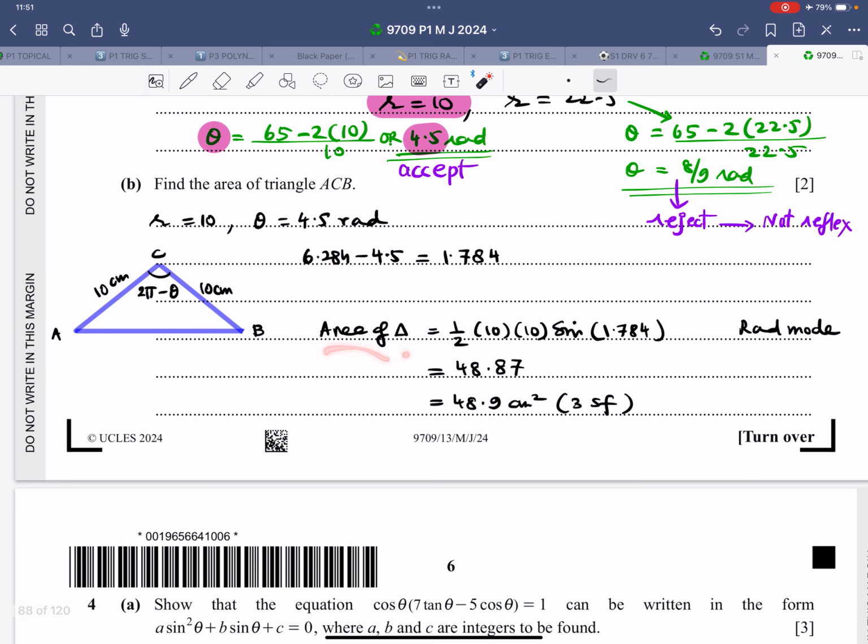The rest is basic O-level math, IGCSE math. Half into half AB sine C. Make sure calculator is in the radian mode. This is the answer given correct to 4SF. And then this is the final answer that is given to 3SF. So that's how this question is done.